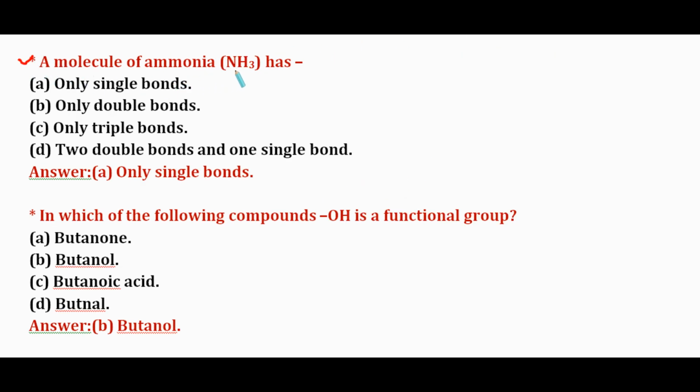Next, a molecule of ammonia NH3 has only single bonds, only double bonds, only triple bonds, two double bonds and one single bond. It has only single bonds, and the structure is N with H, H, H, and these three bonds are single.